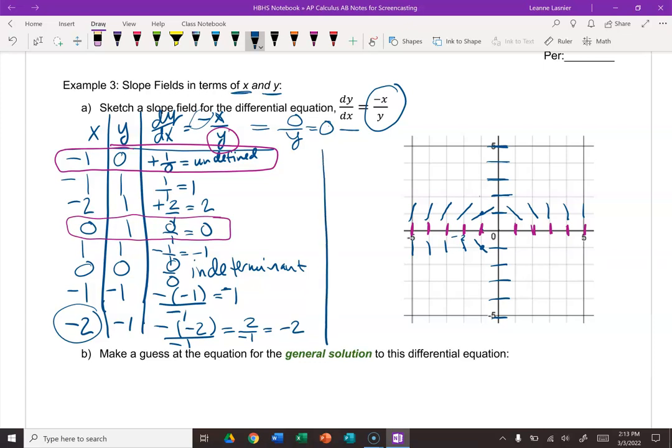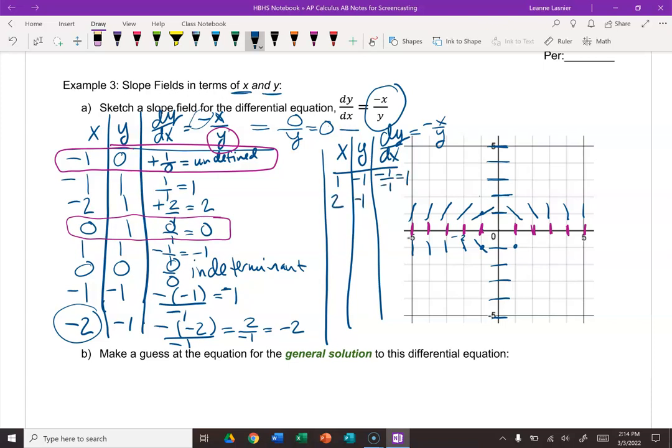So sometimes for these, we have to make a couple different tables to get enough values to picture what our slope field would be. So let's do these points over here, where x is 1 and y is negative 1. Then my derivative, which equals negative x over y, would be negative 1 over negative 1, which is 1. If x is 2 and y is negative 1, then my derivative would be negative 2 over negative 1, which is 2. So it's the same thing. For these points, my slope value equals whatever x equaled. So this would be positive 1, positive 2, 3, 4, and 5.